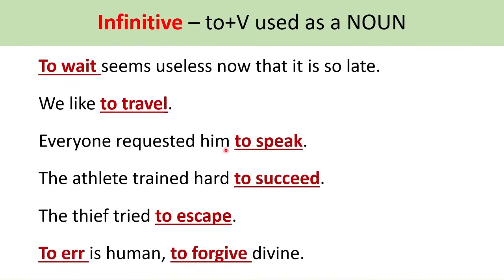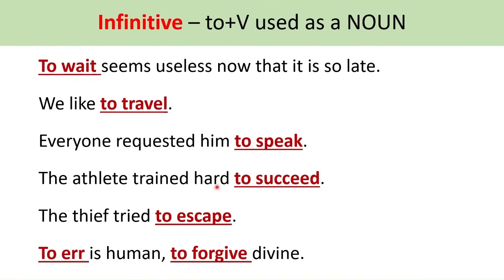Everyone requested him to speak. Now here, requested is the finite verb, to speak is the object. Now here we have two objects. This is called the indirect object and this is the direct object. Requested to speak. So again, noun usage.